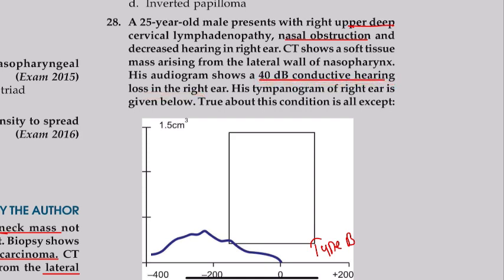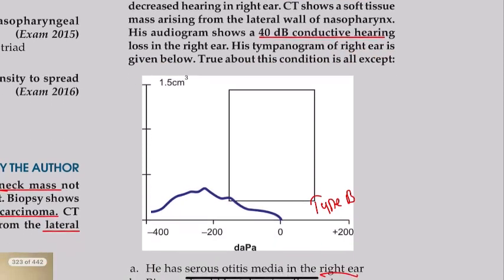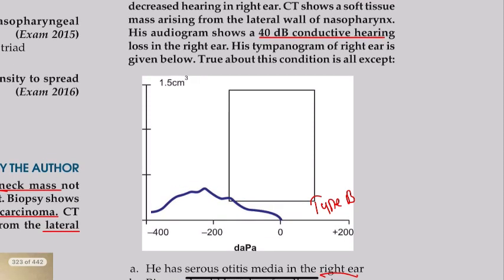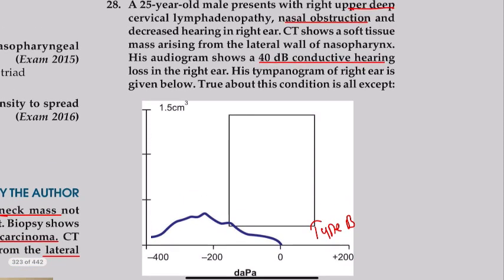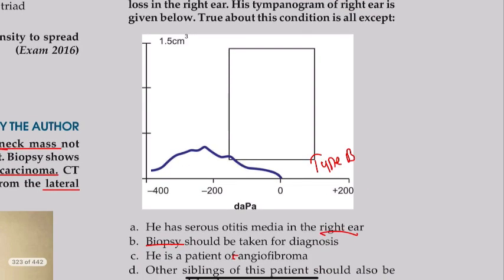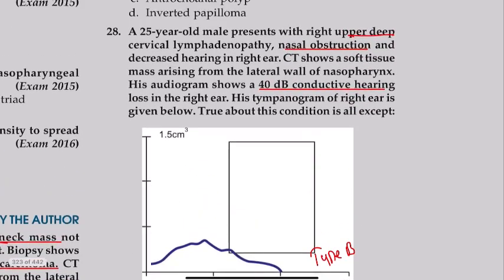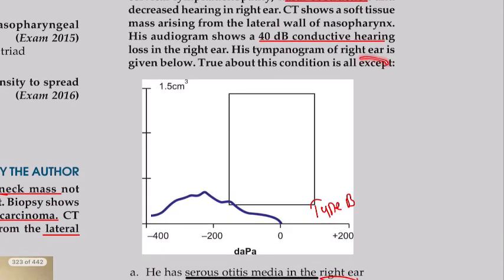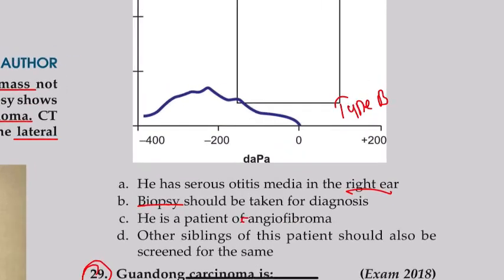His tympanogram of right ear is given below. True about the condition is all except. Now here it is showing type B, right? Type B, and it is talking about the right ear. In the right ear there is what? Obviously, there is serous otitis media, right? Okay, now here which is not true? True about the condition all except is. He has serous otitis media in right ear, right?